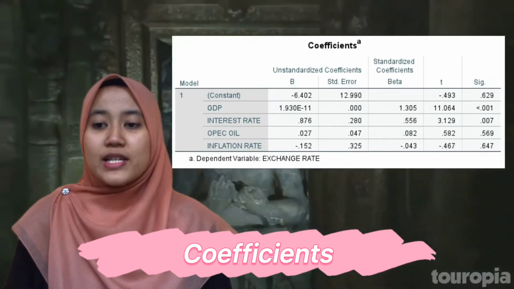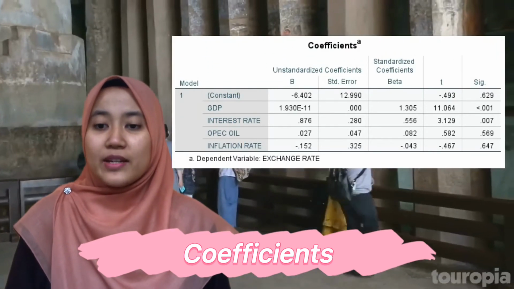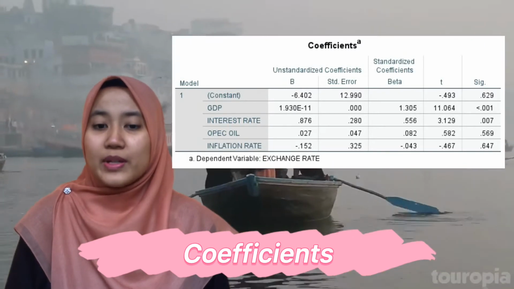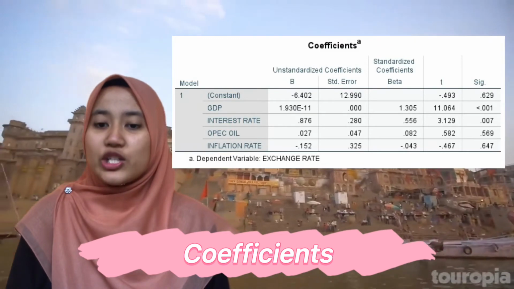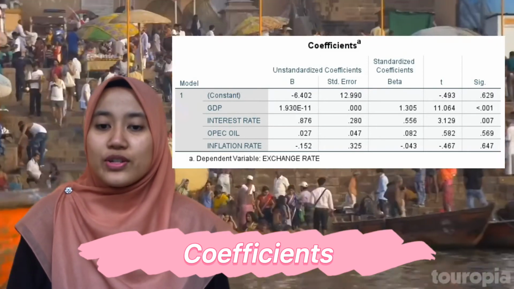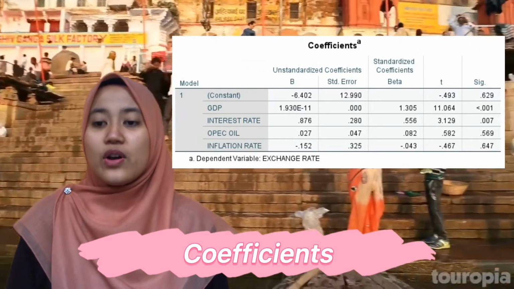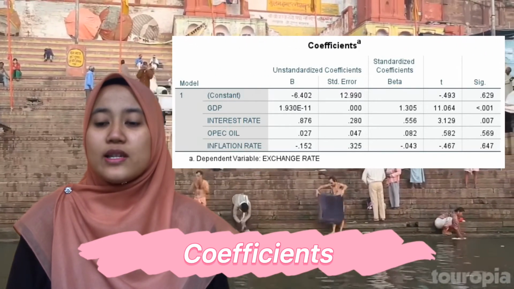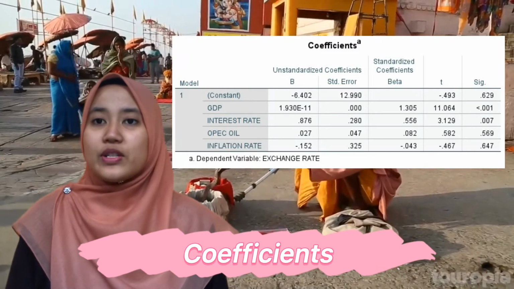The coefficients describe the mathematical relationship between each independent variable and the dependent variable. The coefficient analysis data for gross domestic product (GDP) is 0.000, while for the interest rate is 0.280, for OPEC oil price is 0.047, and inflation rate is 0.325.